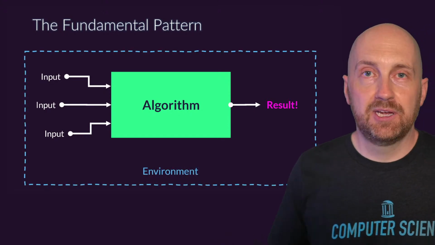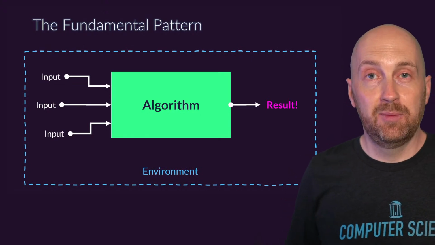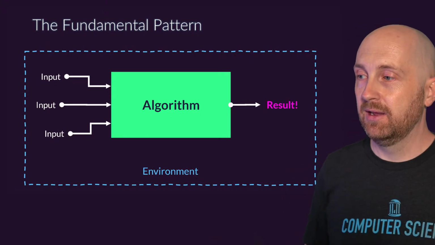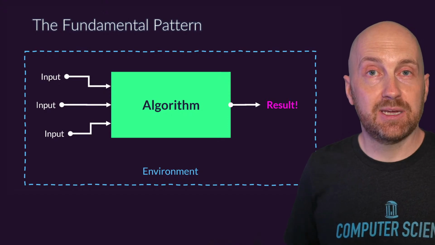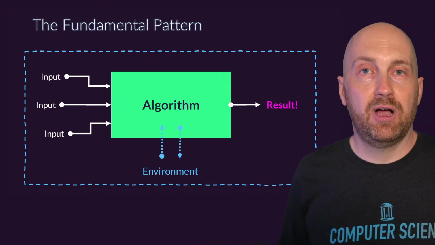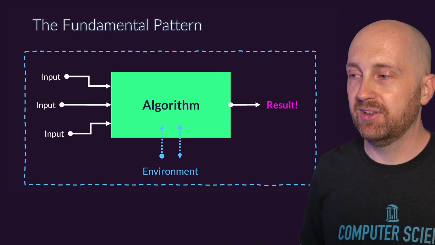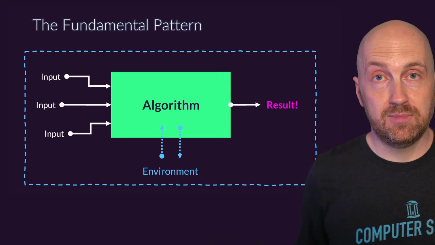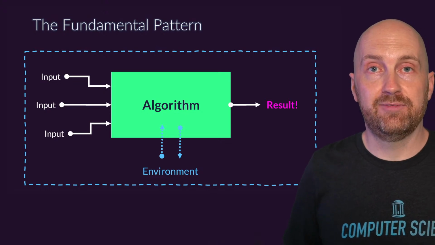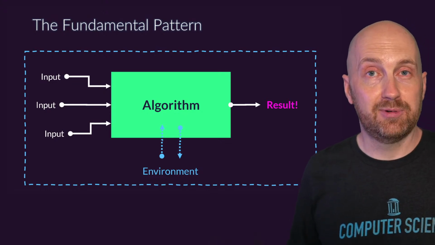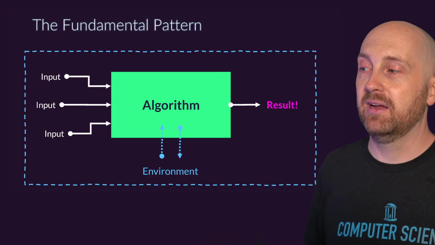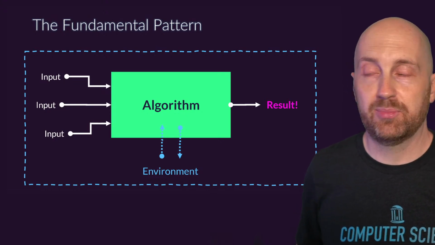One other aspect of this fundamental pattern is being aware of the environment that you're in. This algorithm is operating in some environment, and we'll see that our algorithms often take some cues, some context from the environment at large, and often have some effects on the environment that aren't necessarily the primary result returned by a given algorithm, but this is part of any given process.